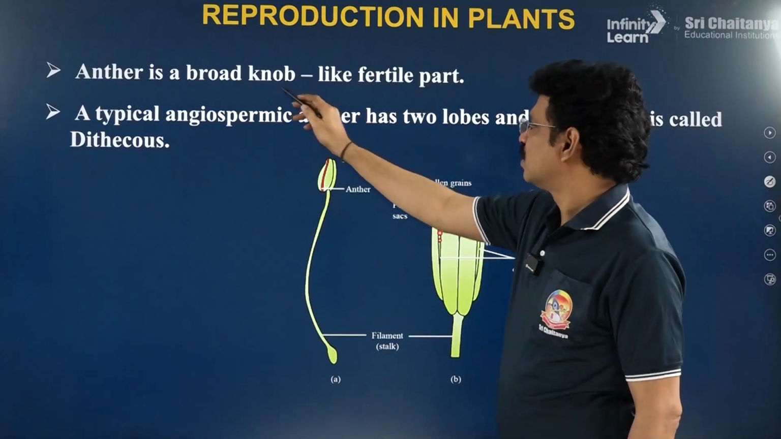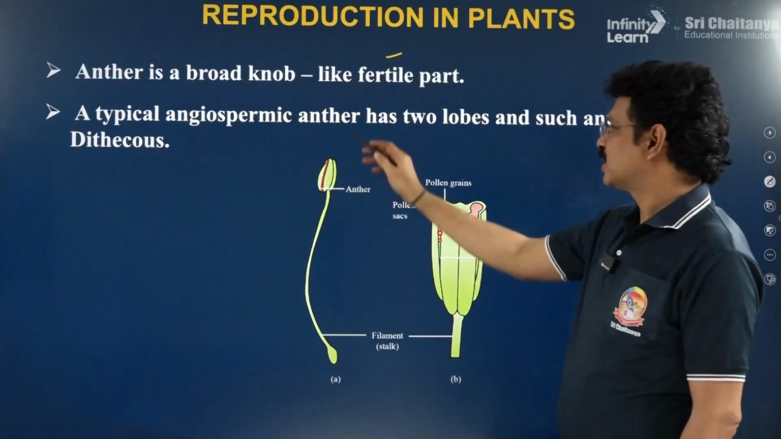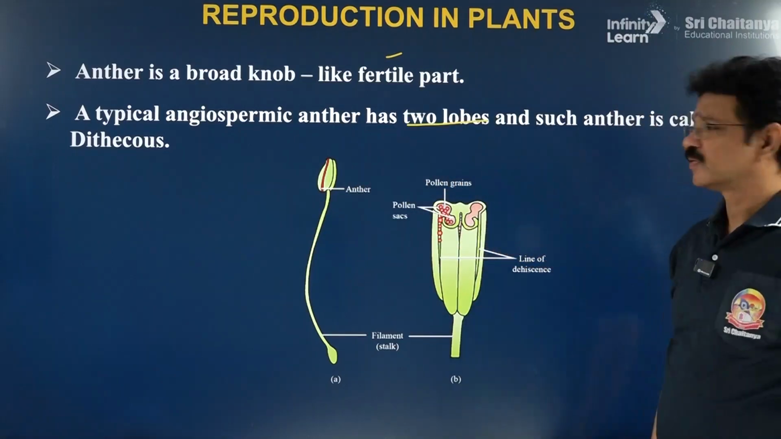The anther is a broad, knob-like fertile pot. A typical angiospermic anther has two lobes. Two lobes are very common.